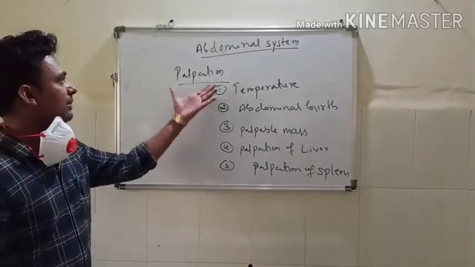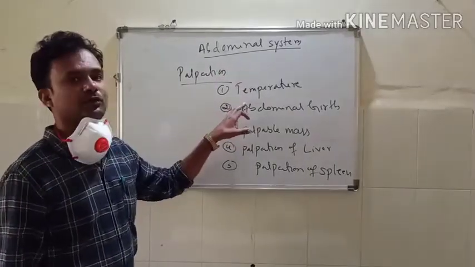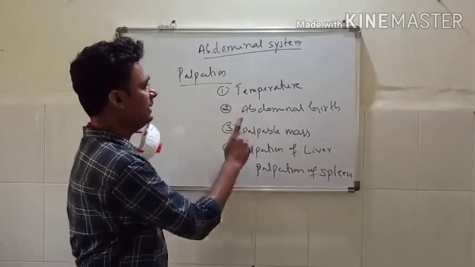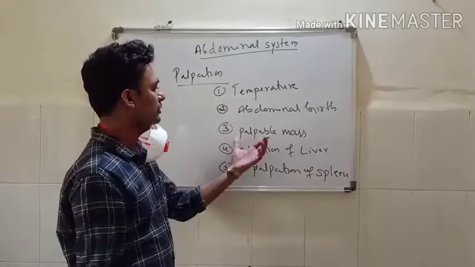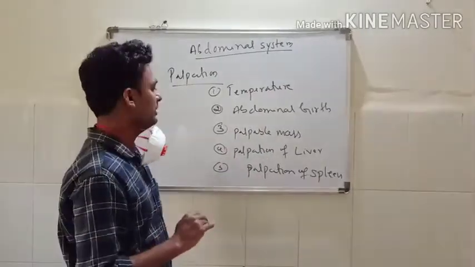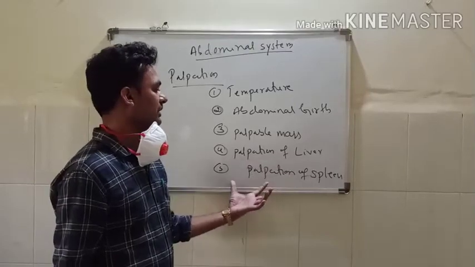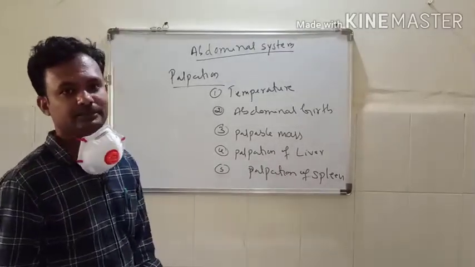So next point is palpation of the abdomen. In that we look for the temperature of the abdomen, whether it is increased or not. Then we measure the abdominal girth. Then look for any palpable mass over the abdomen. And deep palpation includes the palpation of liver and palpation of spleen.